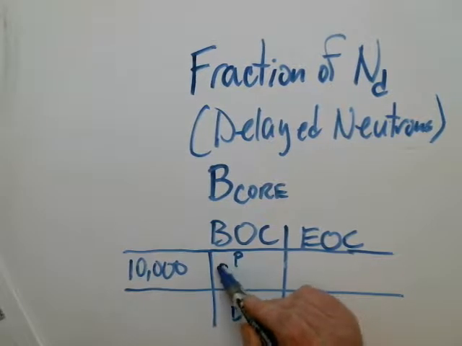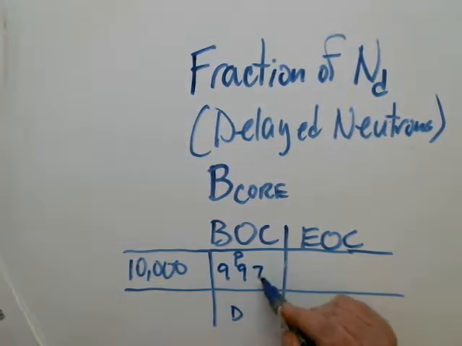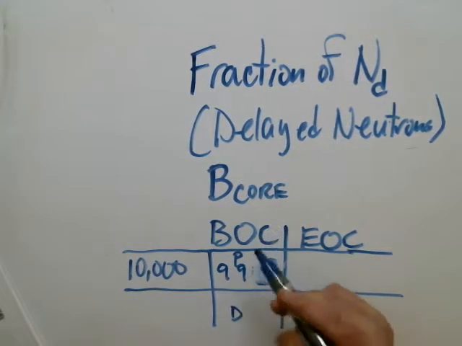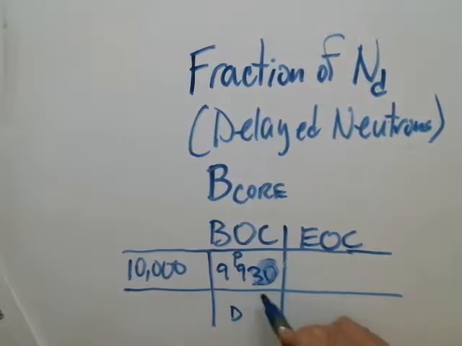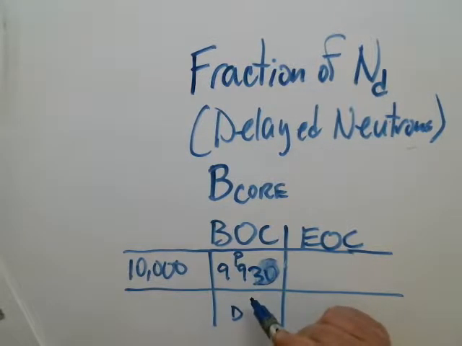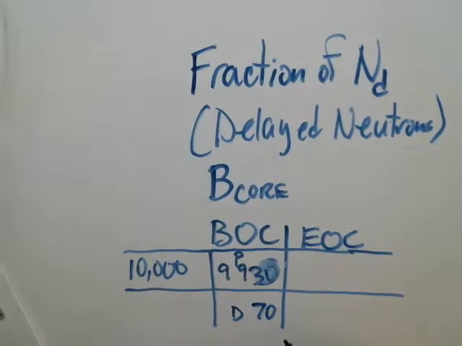Prompt neutrons represent 9,900 and about 30. Out of every 10,000, 9,930 are prompt. That's 99.3%. Delayed, there's only 70 or so out of every 10,000.